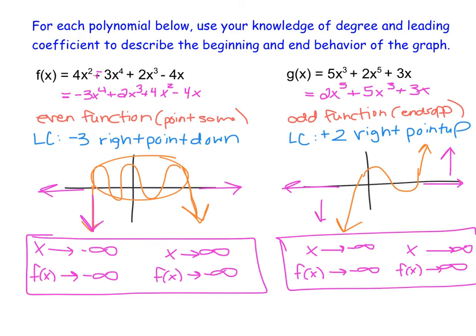So what you should be able to do at this point is look at a function and describe what's going to happen in its beginning behavior, on the left side of the graph, and what's going to happen on the right side of the graph, just by utilizing even or odd function and leading coefficient.